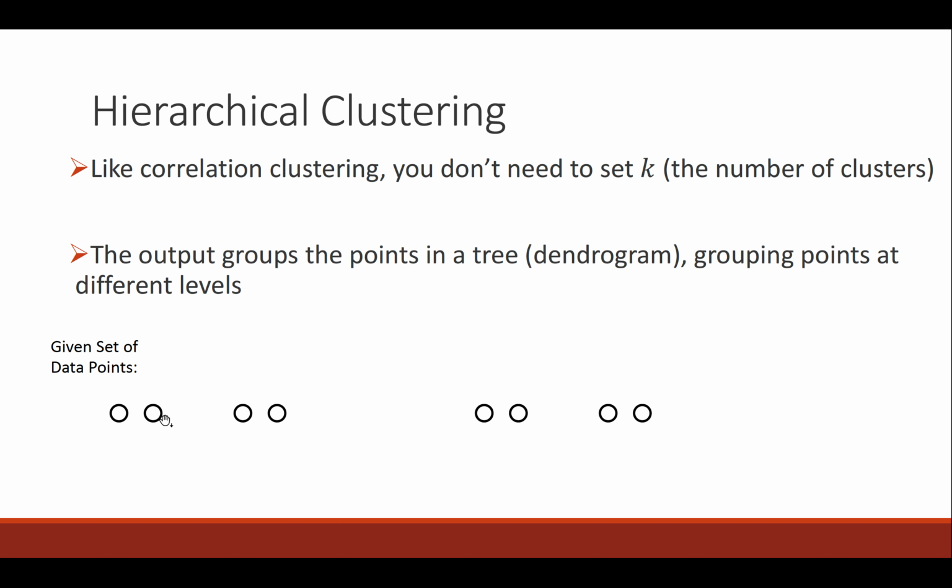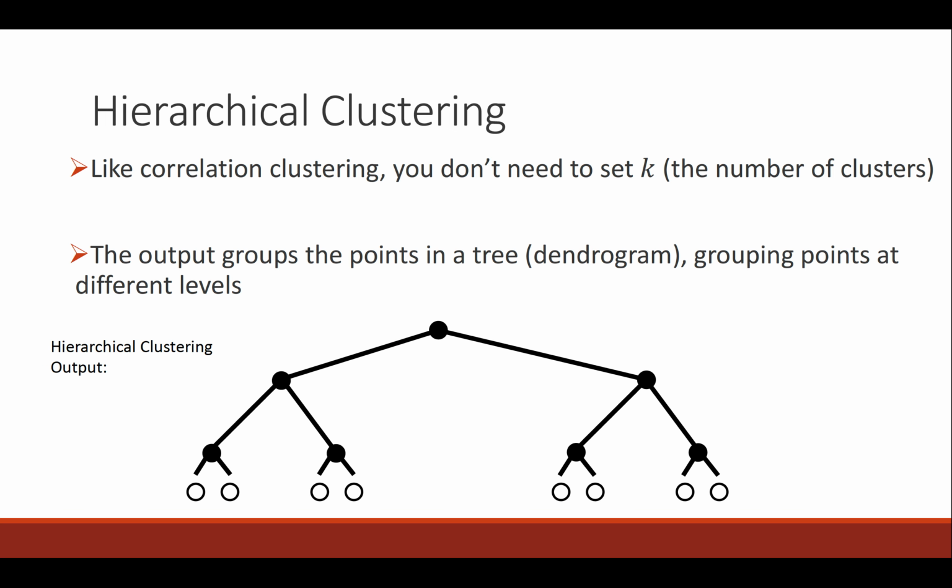So we have the following set of points, and the closer the points are to one another, the more similar they are to one another. So this pair of points is very similar to one another. How would hierarchical clustering look if we applied it to this following set of points? We would get something like this.